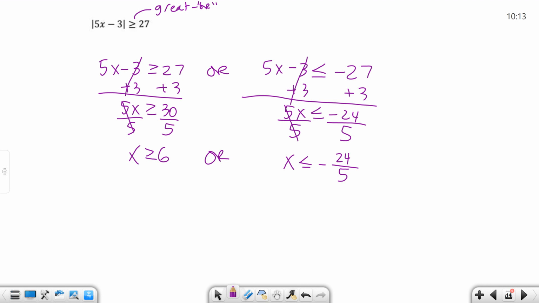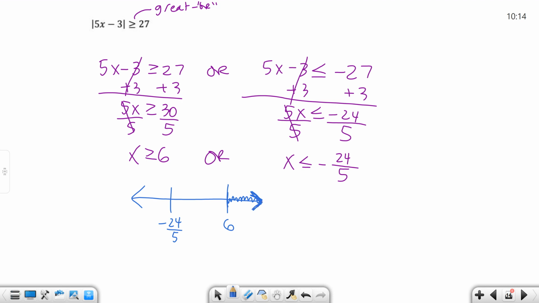And then we have a number line. On my number line, what do I care about? I care about 2 numbers, right? Which one's smaller? Negative 24 over 5. And then 6. So greater than or equal to 6, which way is that? That's going to be to the right.